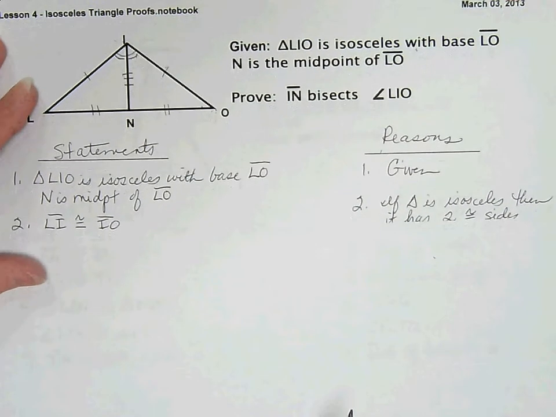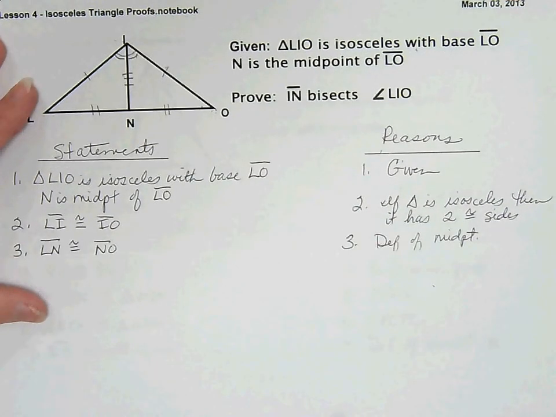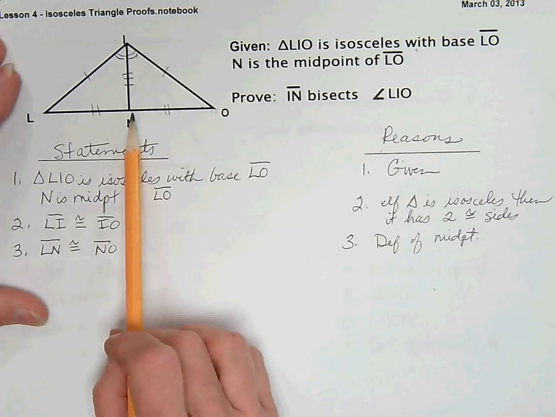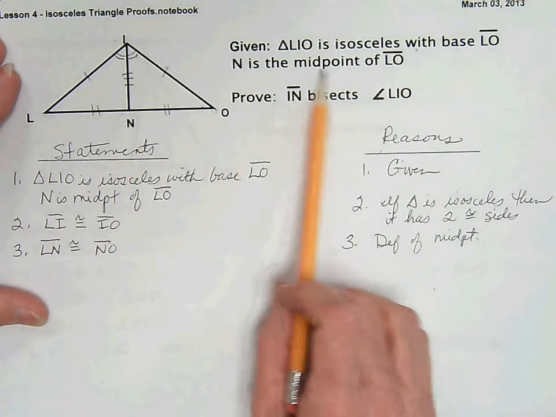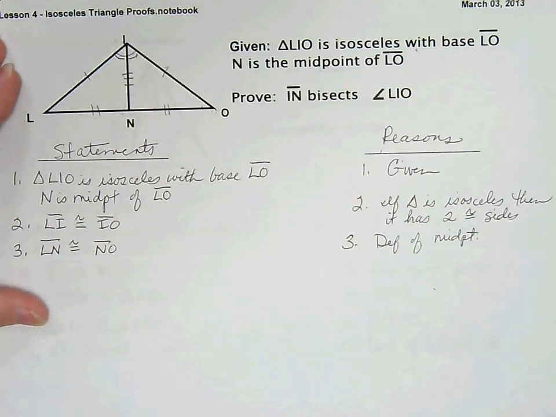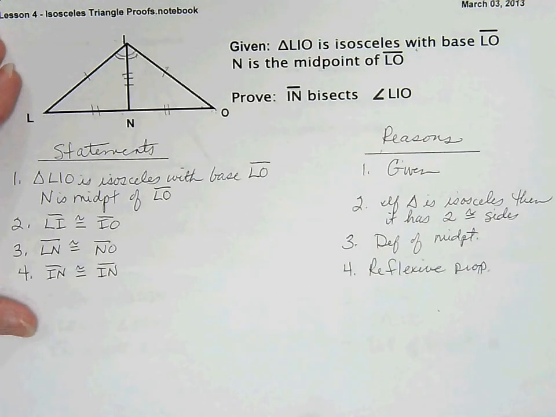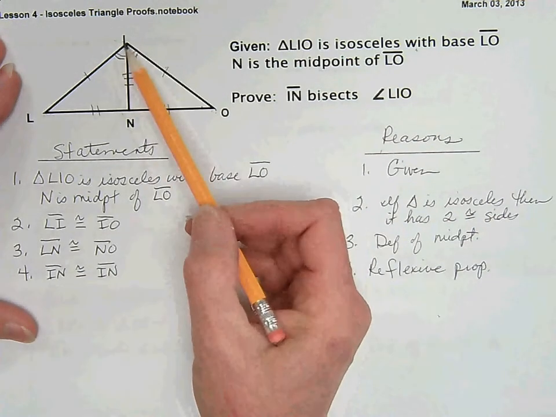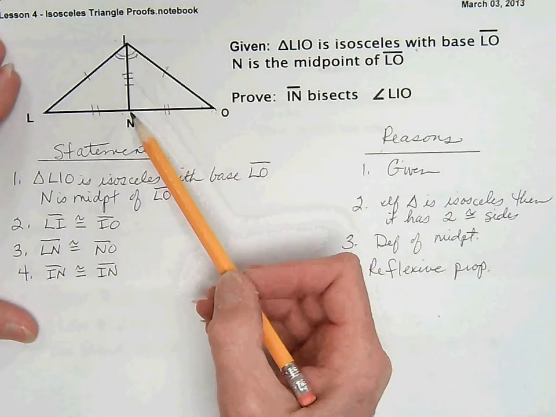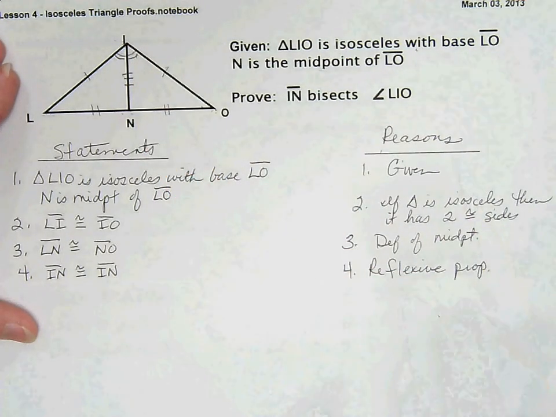Okay? We also said that LN is congruent to NO because N is the midpoint. So that's the definition of midpoint. So you've got those segments congruent. And you need to state that IN is congruent to itself by the reflexive property.